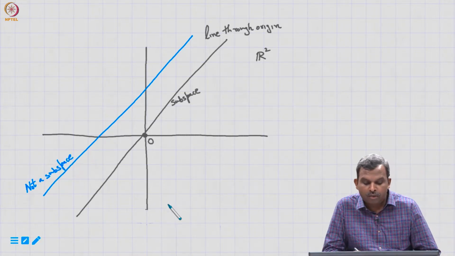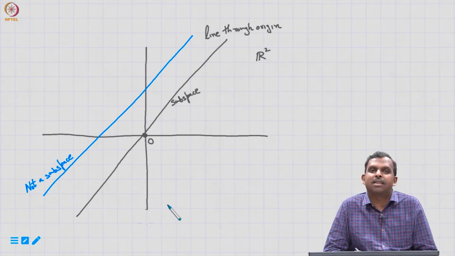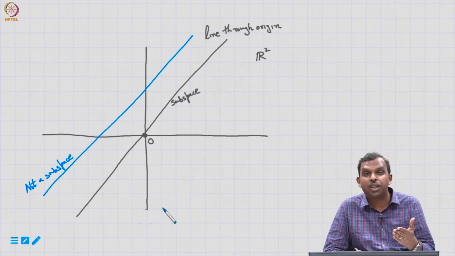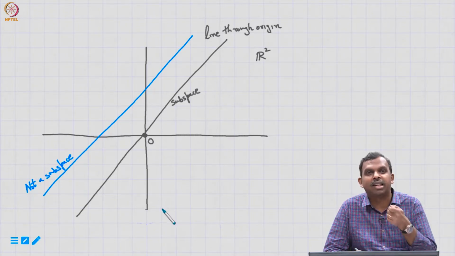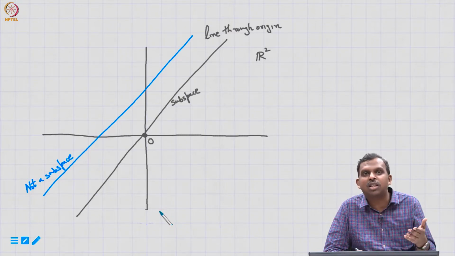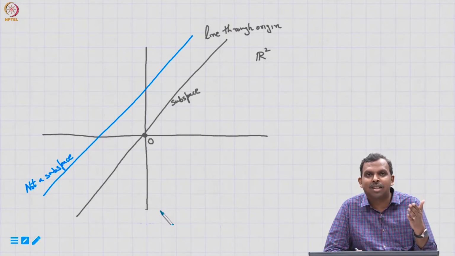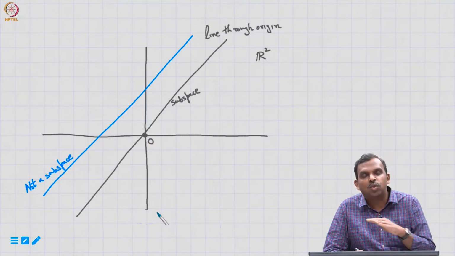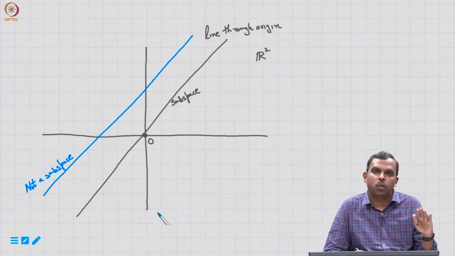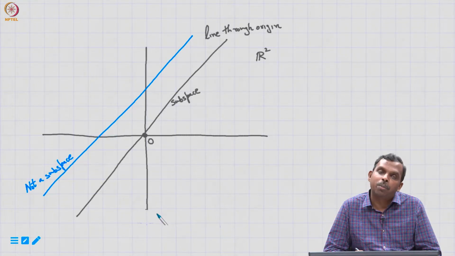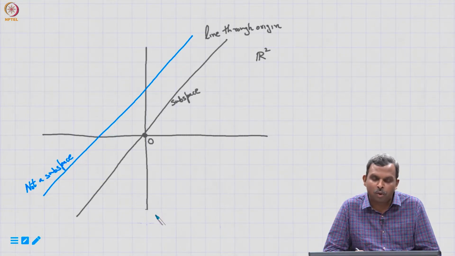A very easy check for a subspace is this: a subspace should be a vector space by itself, which means it should definitely have the 0 vector. A vector space should have the identity element. So if the subset does not have the origin, there is no chance that it can be a subspace. That's one very easy way to eliminate lines that don't pass through the origin. They will not be a subspace.